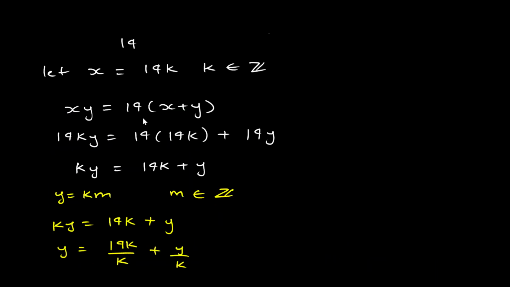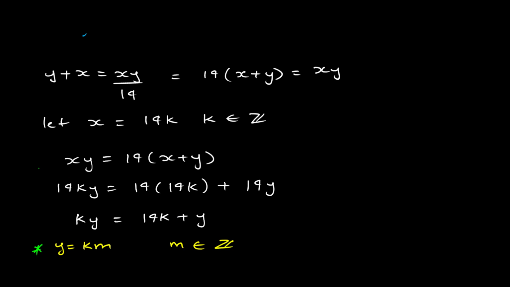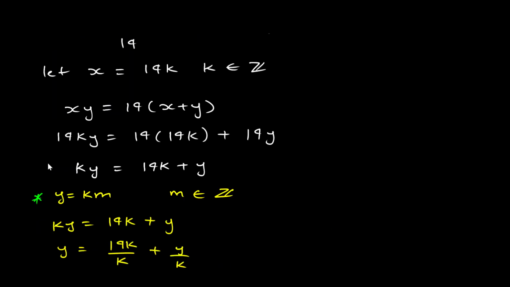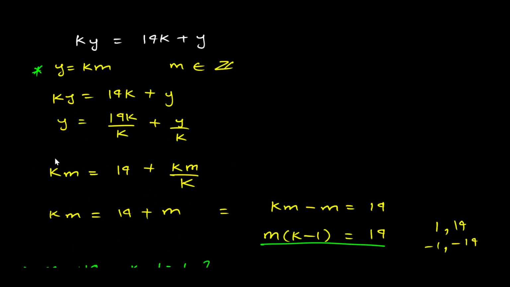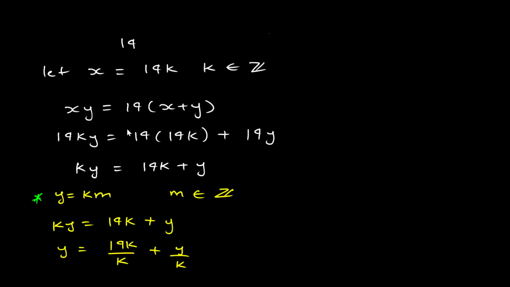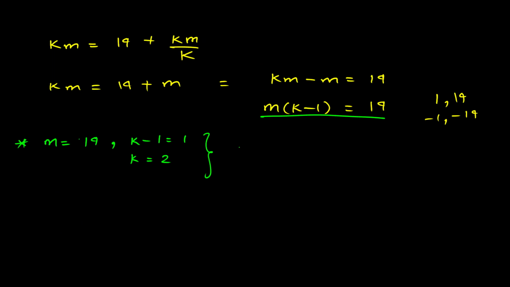And so these are the equations that we will use to find our x and y values. The one we had for x was x is equal to 19k. Yes, this one right here. So x is equal to 19k and y is equal to km. So in this instance, x would be equal to 38 and y would be equal to 38.